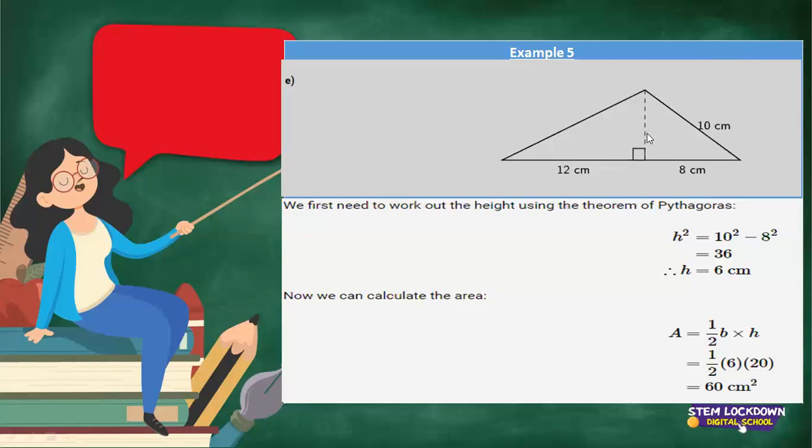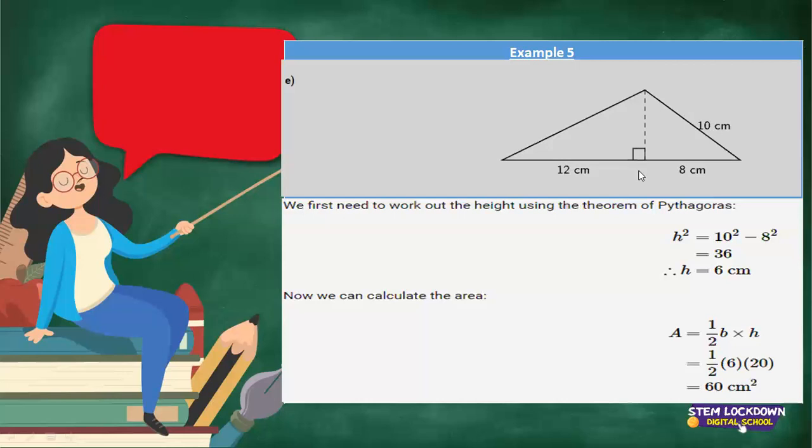Now, how do we find the area? The question is to find the area of the triangle. Our area equals half times base times height. So half times the base. The base is what? We need to add these together. Both of them here make the base. So 12 plus 8 is 20, multiplied by our height, which is 6. Remember, we calculated our height as 6.